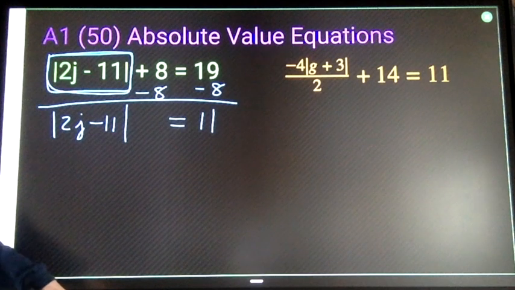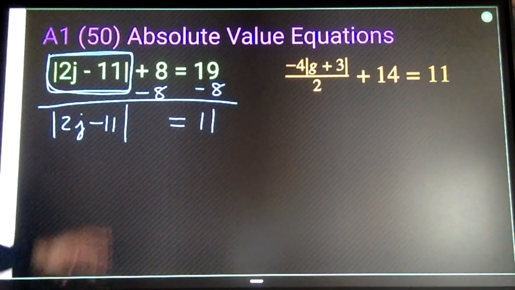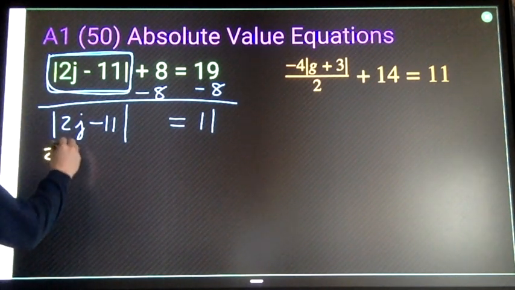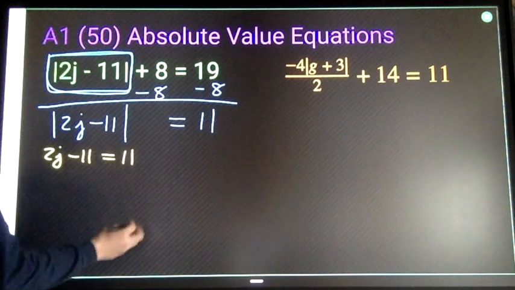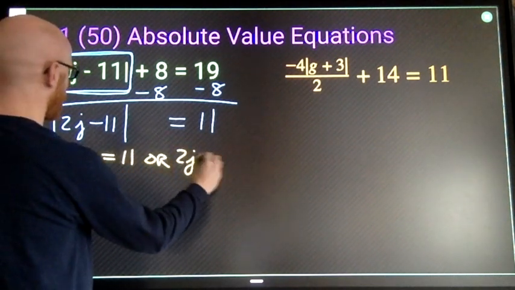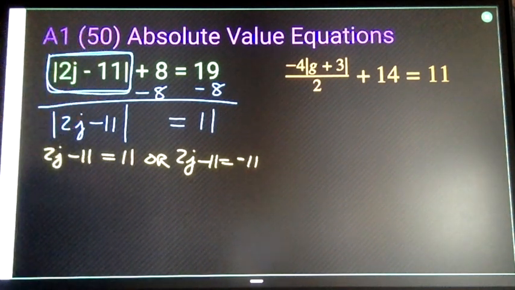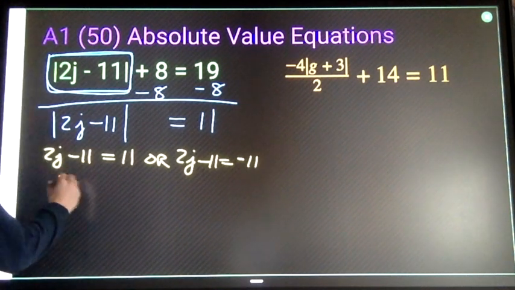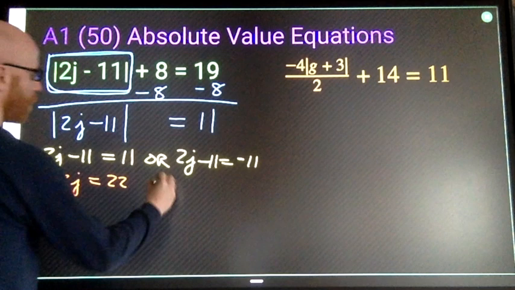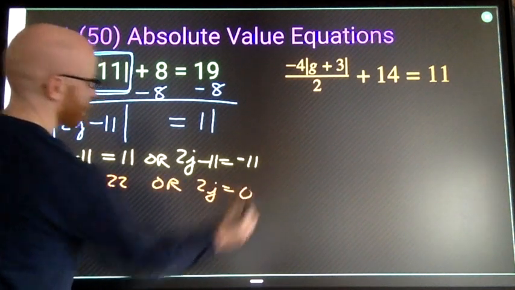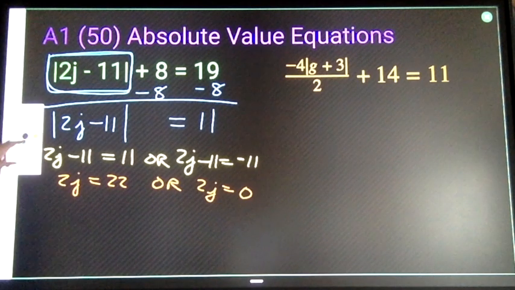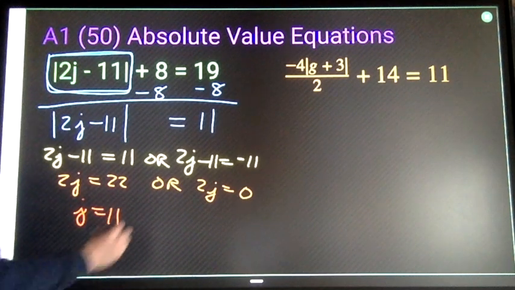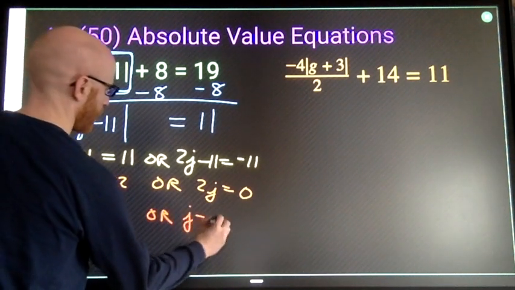Okay, from there on, it's like what you've already seen. Split it. 2j minus 11 can equal 11, or 2j minus 11 can equal negative 11. All right, use your opposite operations. 2j equals 22, or 2j equals 0. And finally, j equals 11. Whole lot of 11s in this problem. Or j equals 0.